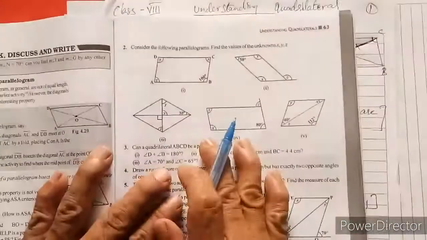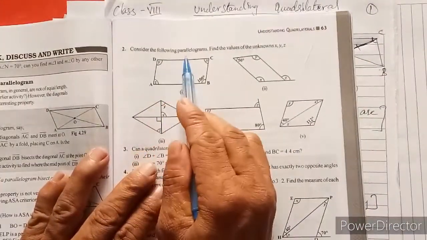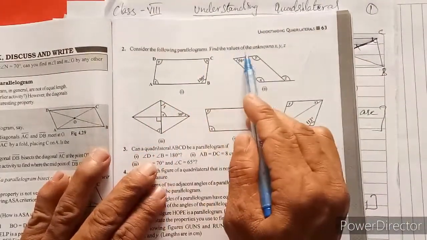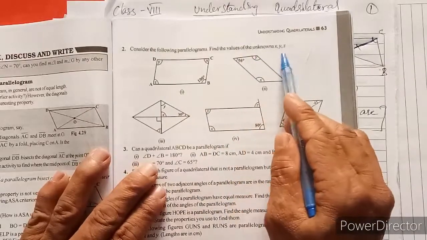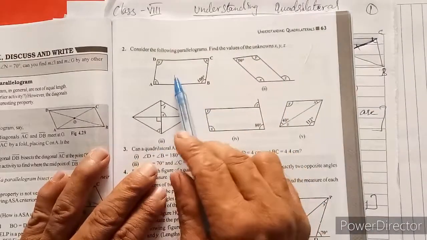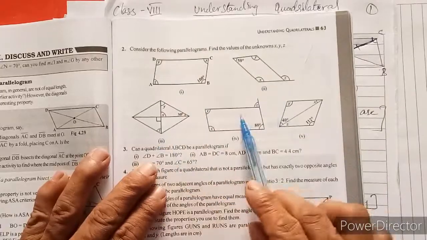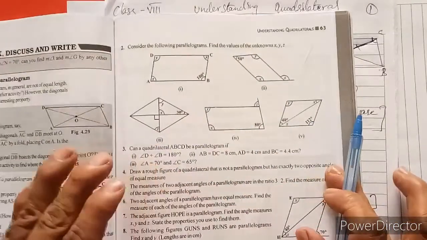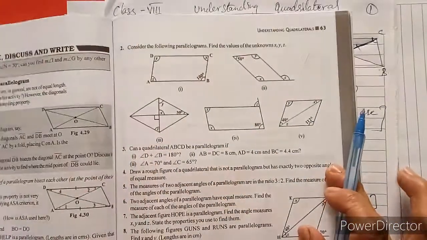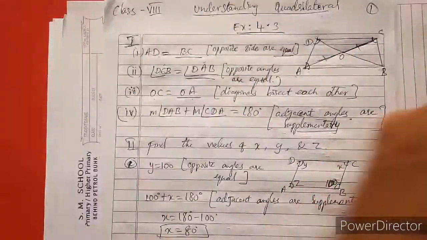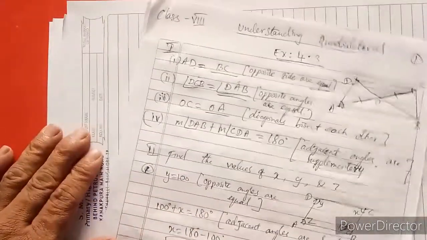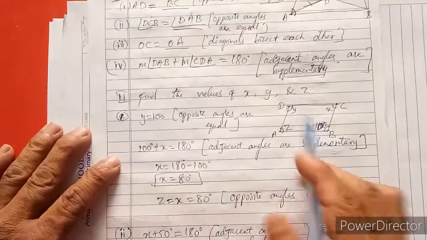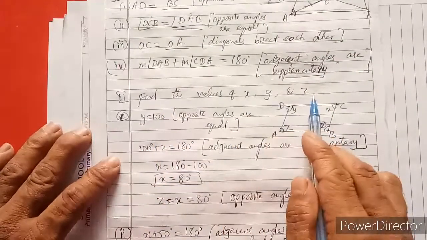Now I am going to explain the second question, the given figure. See here. Consider the following parallelograms. Find the values of the unknowns x, y and z. There are five figures given: first, second, third, fourth and fifth. One by one we will start. I have drawn the diagrams in my notes also. So second question, first figure: find the values of x, y and z.